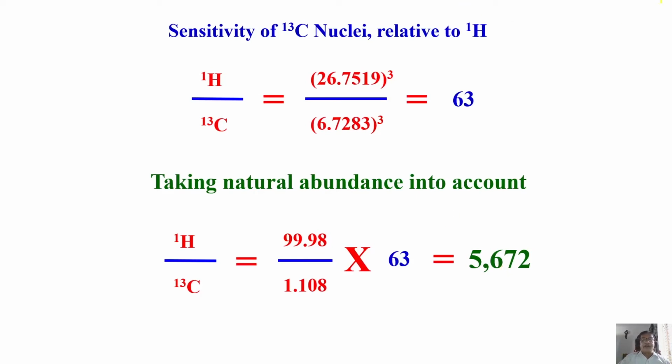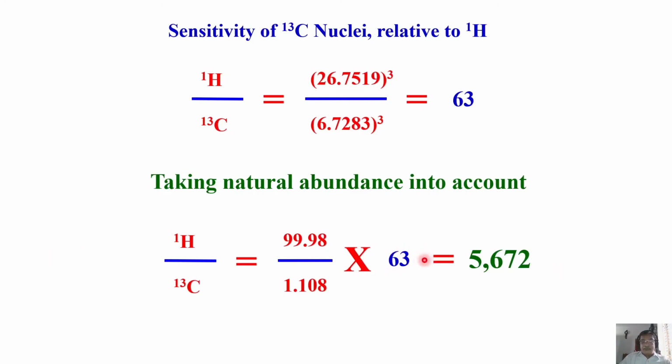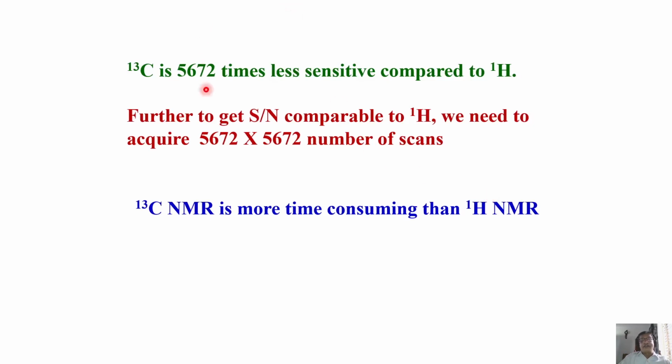Sensitivity of the carbon-13 related to proton, when you take only gamma cube into account, it is 63, almost 64 times. Okay. Whereas if I look at this sensitivity, taking into account abundance also, we saw it is 5672, nearly 5700 times less sensitive than that of proton. So it is 5672 times less sensitive, which means if I have to get the signal to noise ratio comparable to proton, we need to acquire 5670 to 5672 number of scans.